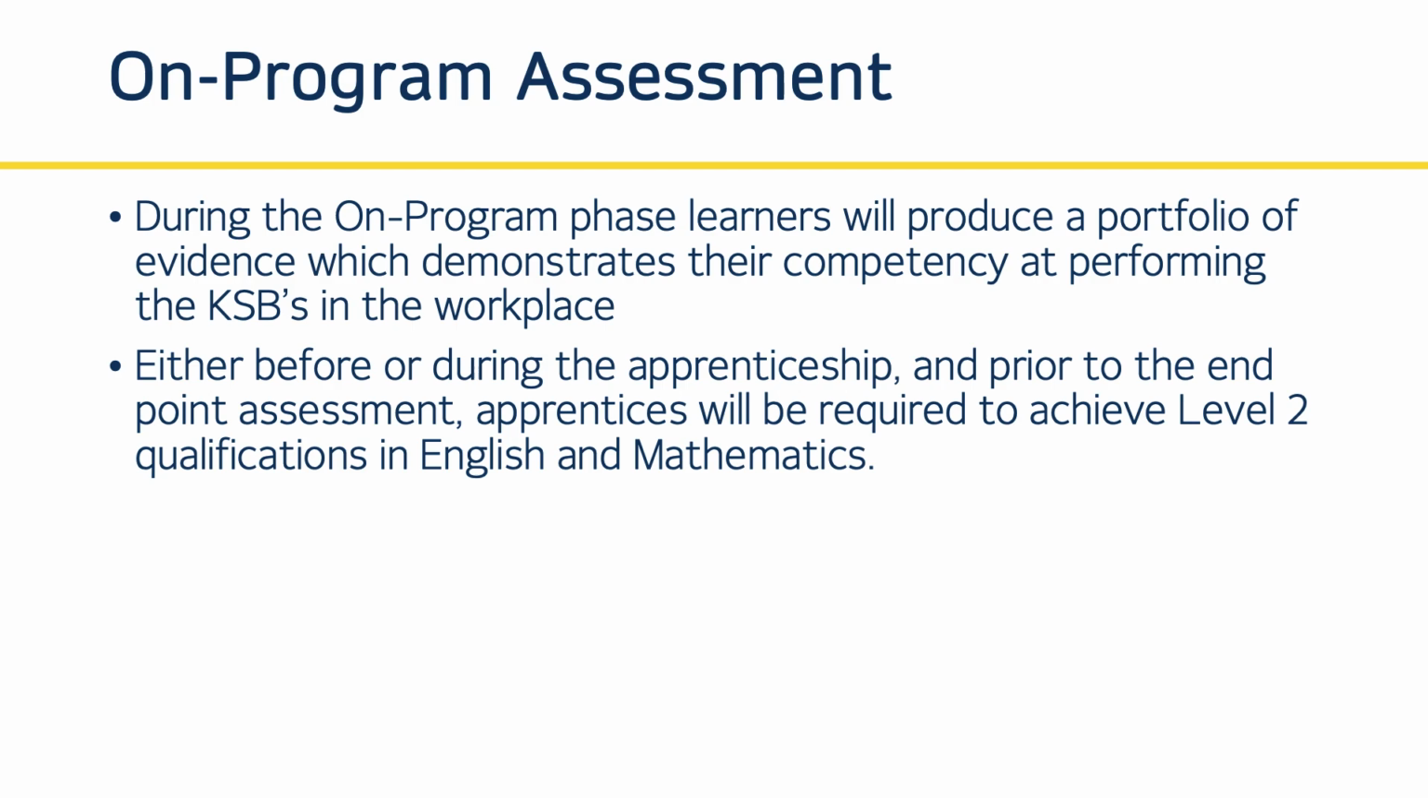What this means is you'll gather a portfolio of evidence which demonstrates that you're competent at performing those skills in the workplace. And also, during this assessment phase, either before or during the apprenticeship, but prior to the endpoint assessment, so potentially you could look to do this in Gateway if it's not been achieved already, you'd be looking to achieve a Level 2 qualification for your functional skills in Maths and English. You may already have this qualification, in which case it will be assessed by recognised prior learning. However, if you don't, you'll be guided through how to complete that by your assessor.